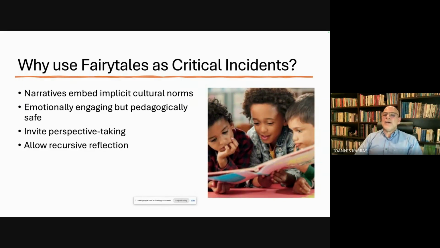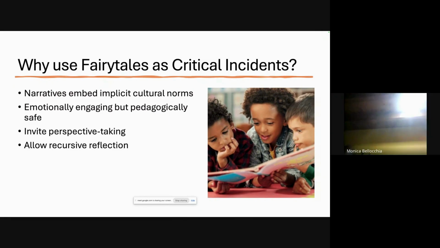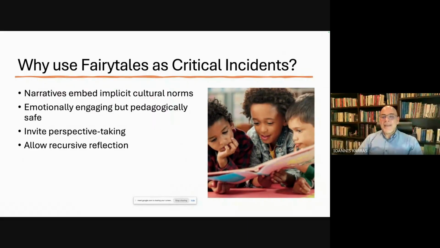So why use fairy tales as critical incidents? Because narratives embed implicit cultural norms. Tales tend to be emotionally engaging and they are pedagogically safe. So if we use an age-appropriate fairy tale, they're quite pedagogically safe. They are a good opportunity for perspective taking. And again, if dealt with in an appropriate way, they allow for recursive reflection, because even at this age, learners are able to reflect if they're guided in an appropriate way.